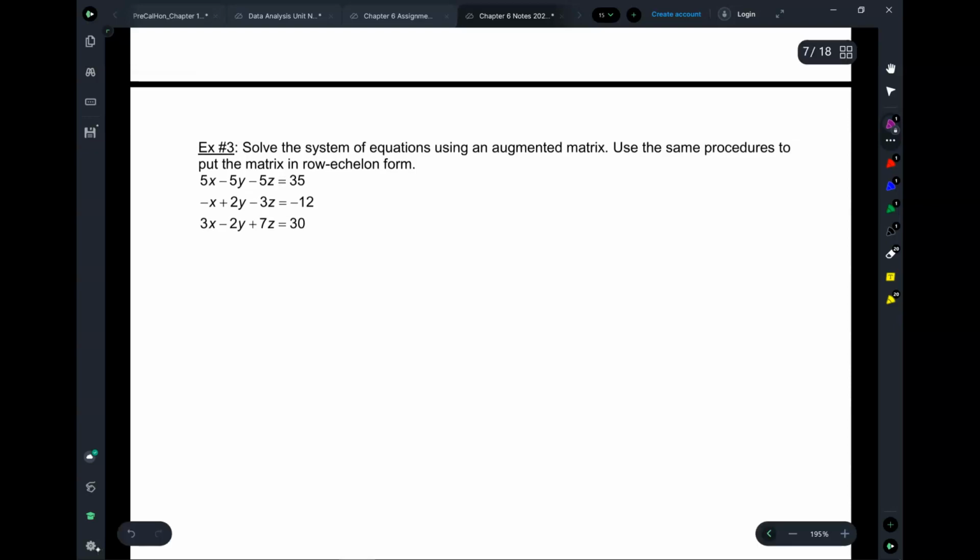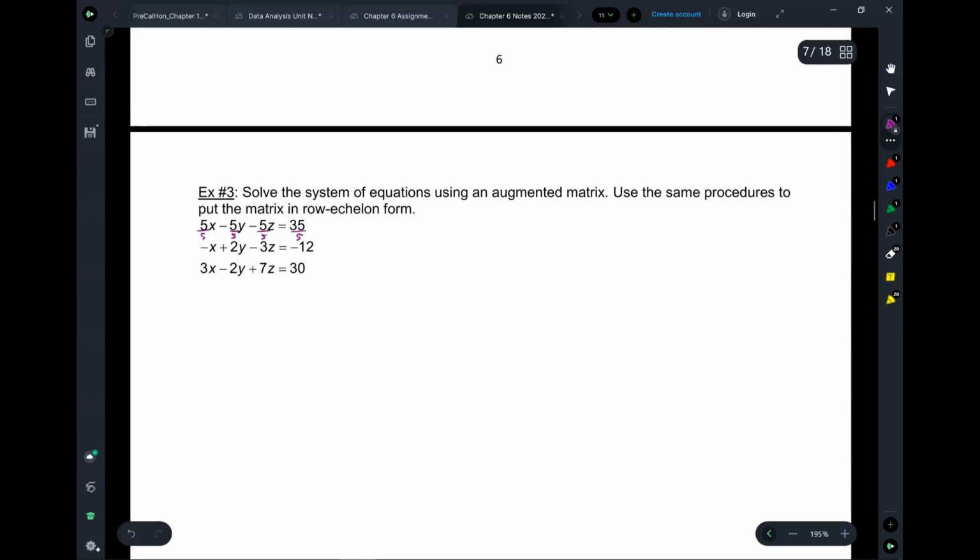Now, look at your equations. Do you see how the first one can be divided through by 5? Let's do that first. If you can, always do that. Okay? So that becomes x minus y minus z equals 7.